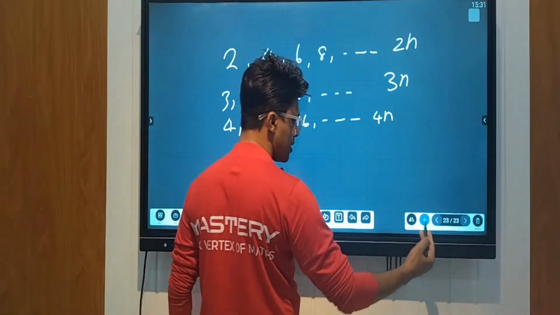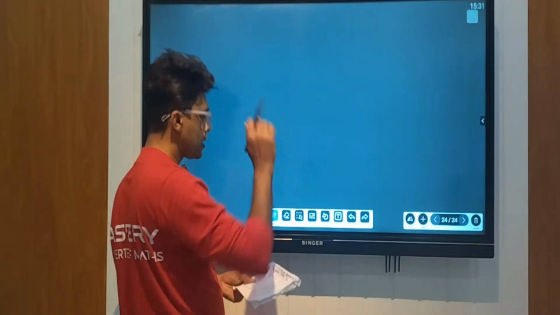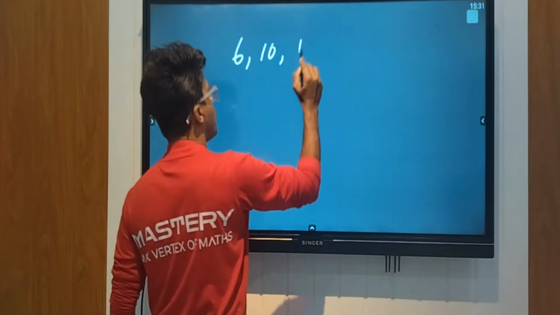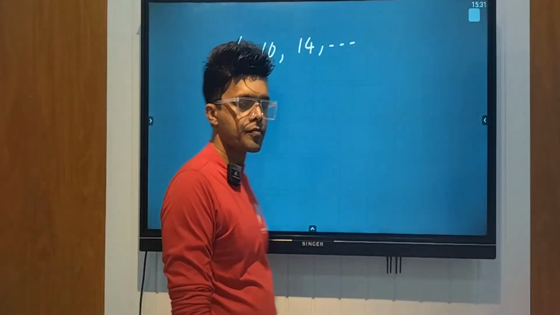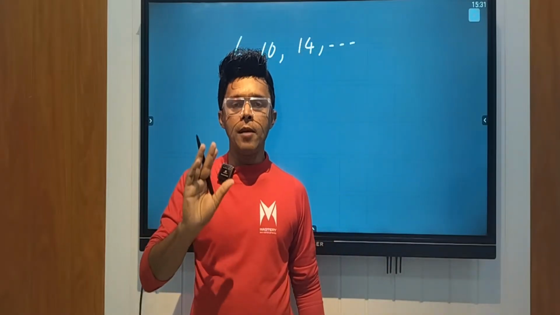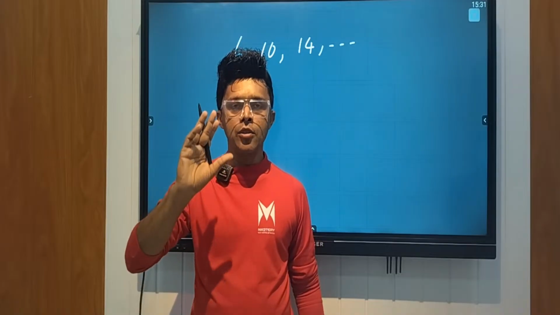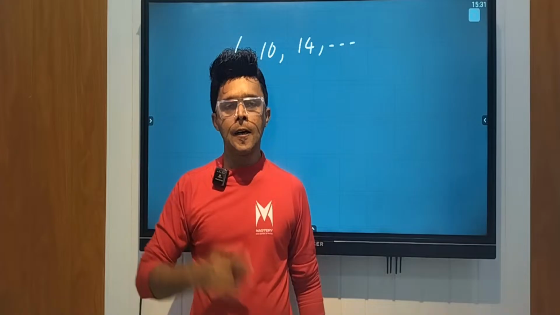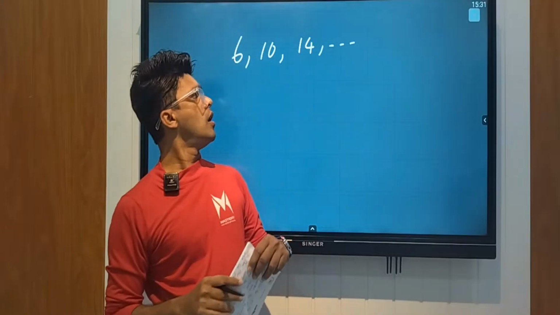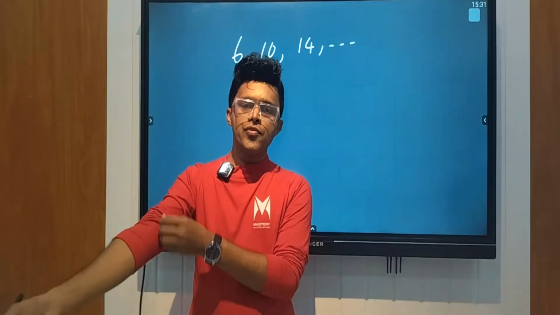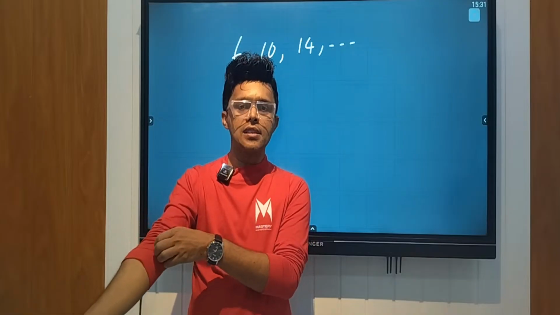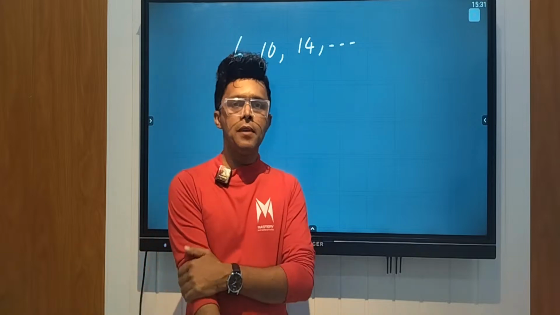But these sums are different from the done questions. Find the general term of this one: 6, 10, 14 and so on. If you listen to me carefully, you will be able to understand this segment precisely and clearly. Okay, so we are going to get the general term. Previously the general term was given in terms of n. Right now we get the general term in terms of n.